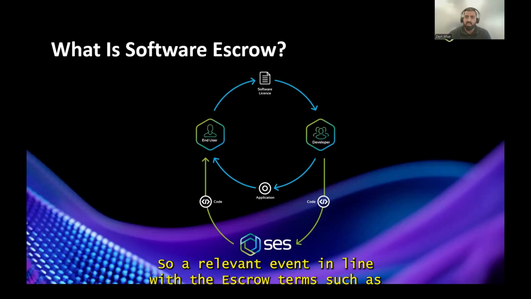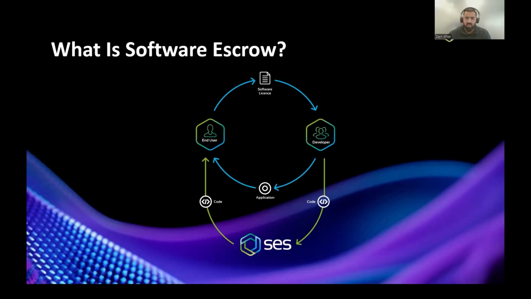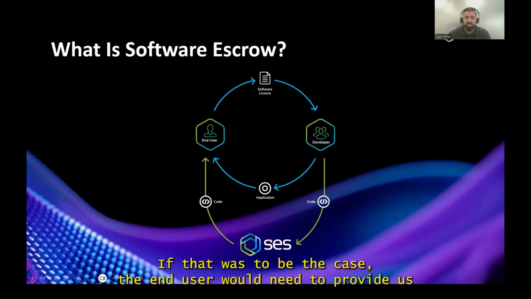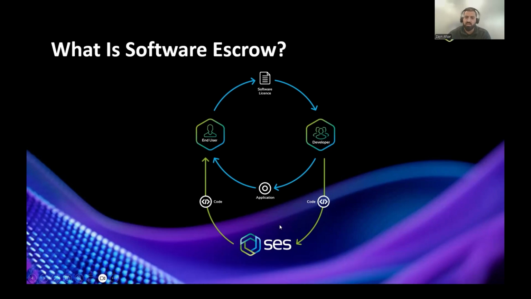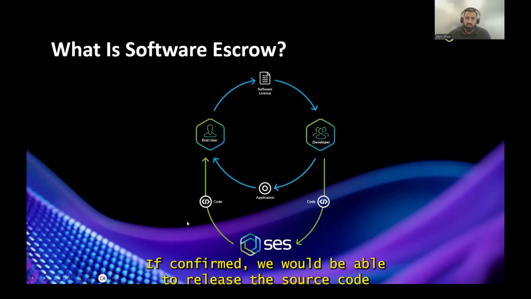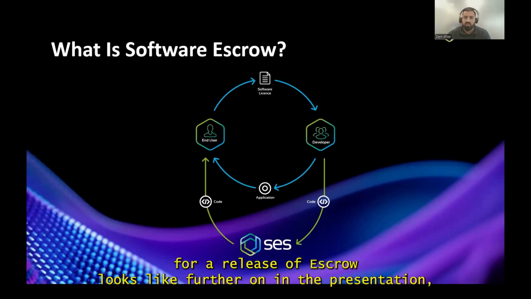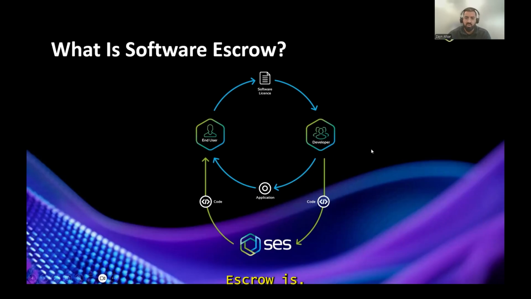So a relevant event in line with the escrow terms, such as ceasing to trade, the developer transferring the IPR, breach of maintenance, some of the typical clauses that could dictate a release of materials. If that was to be the case, the end user would need to provide us with a statutory declaration confirming that a relevant event has occurred. If confirmed, we would be able to release the source code and any additional materials to the end user. Now, we'll be having a look at what those relevant events and the process for a release of escrow looks like further on in the presentation, but that's just a brief overview as to what software escrow is.